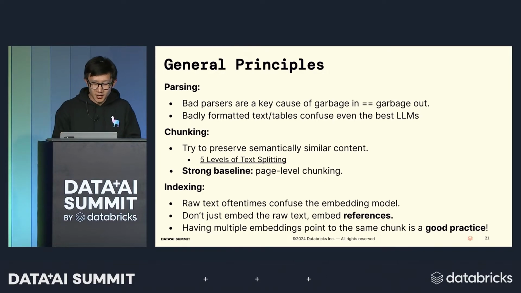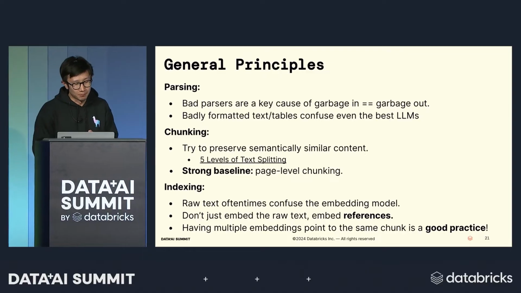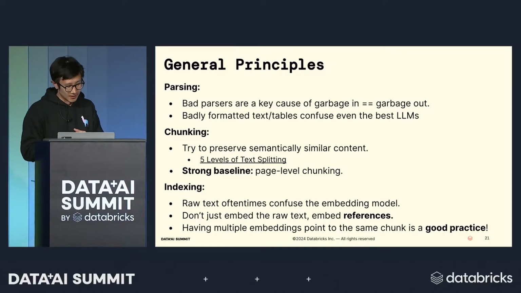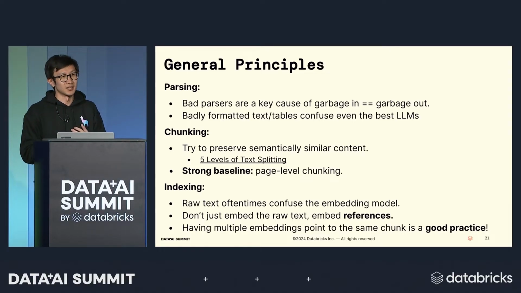So the overall idea here is that having multiple embeddings point to the same chunk is oftentimes a pretty good practice. It allows you to optimize retrieval a little bit separately from how you're optimizing the synthesis piece, because you're giving the LLM as much context as you possibly can.